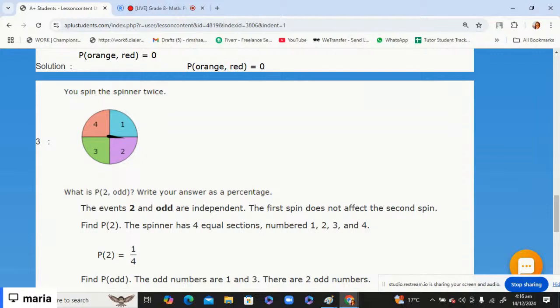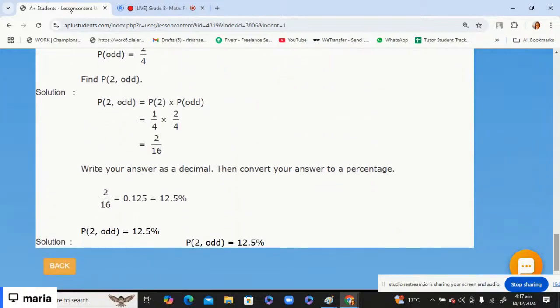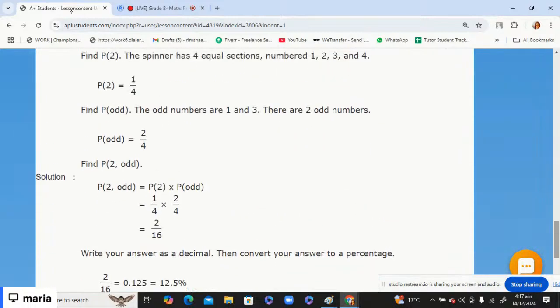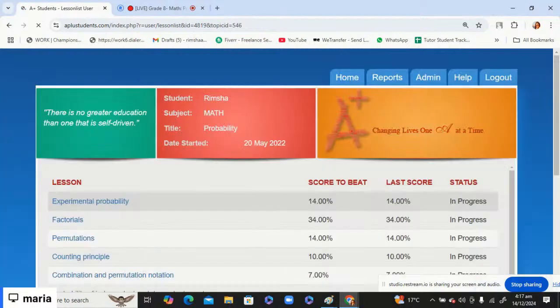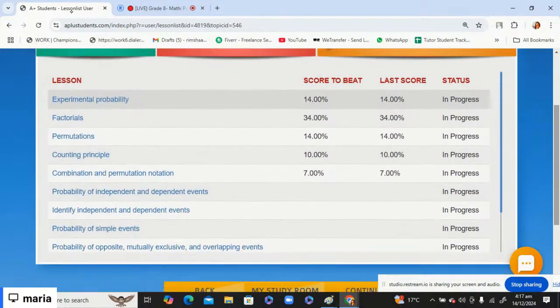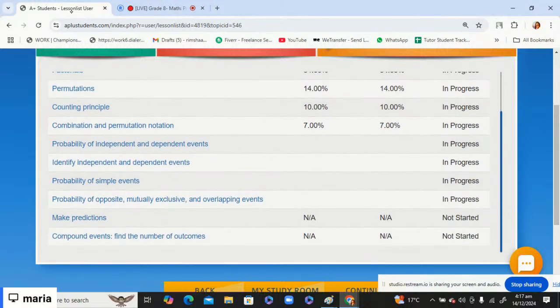What is the probability of the odd numbers? How many odd numbers are there? Two odd numbers are there, 1 and 3. How many total numbers? That are 4. So 2 by 4. Just simply multiply 1 by 4 with the 2 by 4. Okay, hope you guys understand this lesson. It's just a probability and for dependent and independent events. We are going to check which events are dependent and then find their probability one by one.